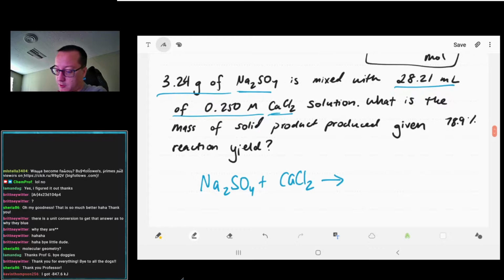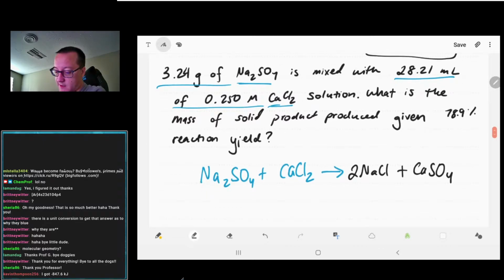Once you do so, you should get 2 sodium chlorides plus calcium sulfate. If we are to put in our states of matter, we're given aqueous calcium chloride and a mass of sodium sulfate. Masses mean pure substances. Sodium sulfate is an ionic compound. Ionic compounds are solid at room temperature. So that's where we get those.